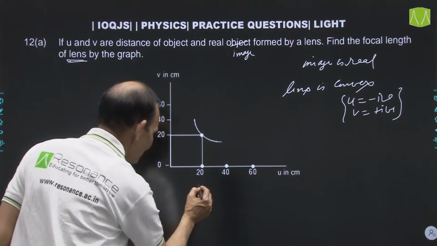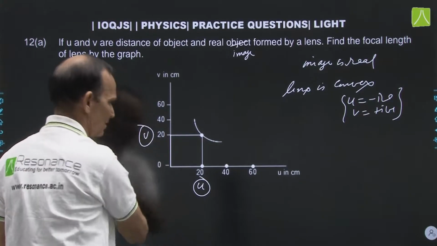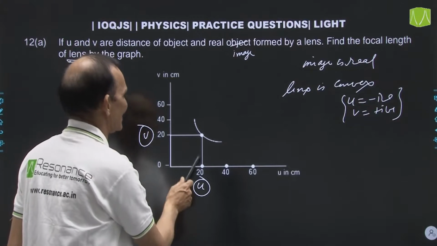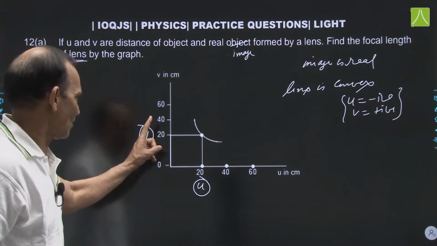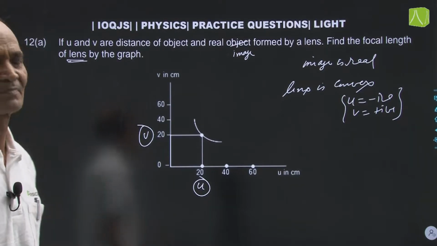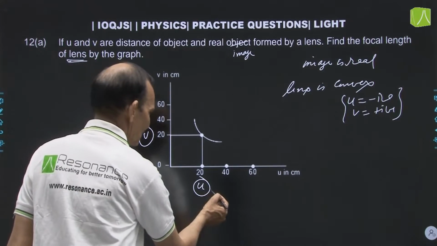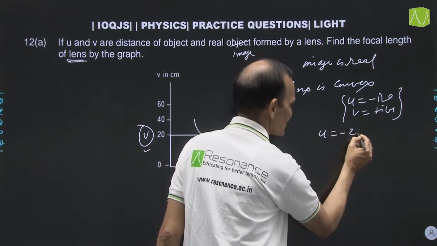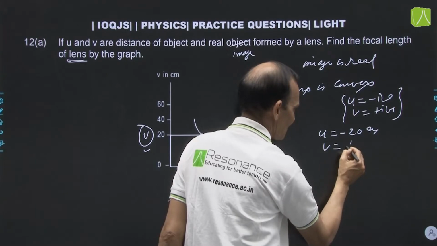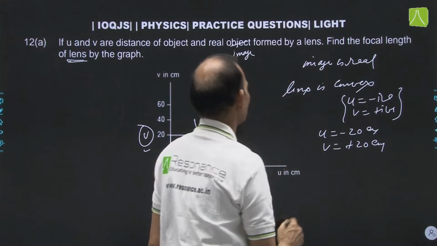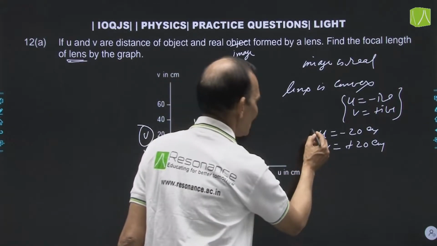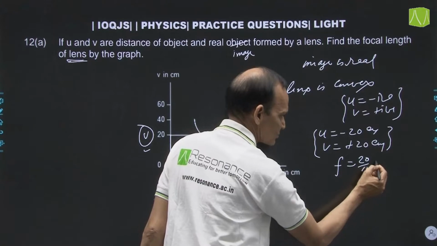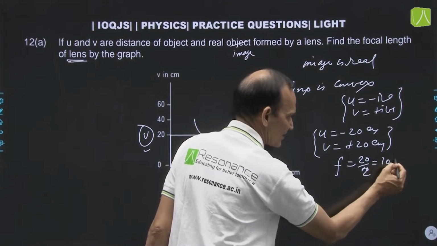Now think about the graph. At the value of u and v, they are equal, as given in the graph. It is only possible when the object is placed at 2f, then the image will also be at 2f. Both are the same. u is minus 20 centimeter, v is plus 20 because it is real. You have to find the focal length. You can find it directly. First, f is equal to how much? 20 by 2, that is 10 centimeter.